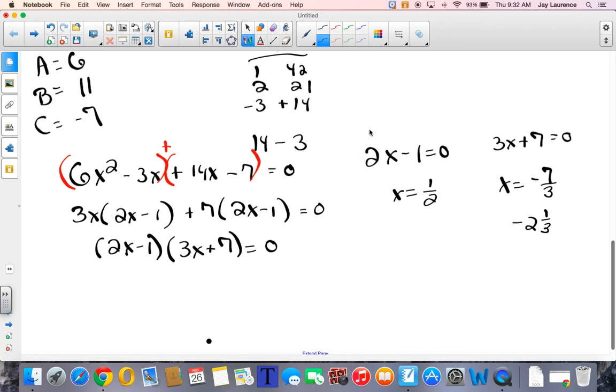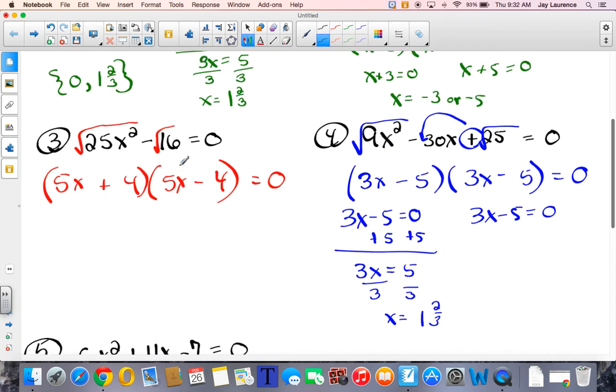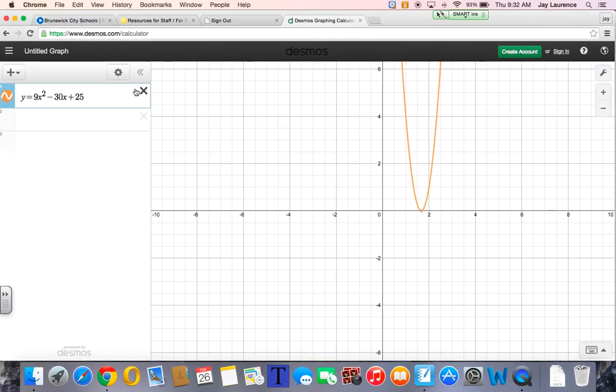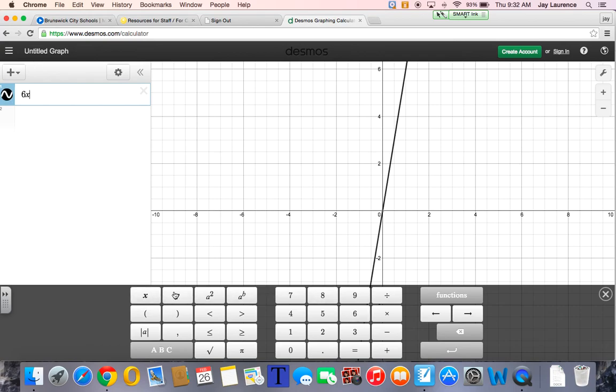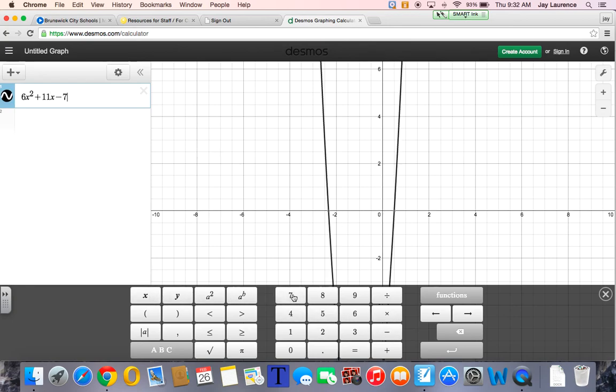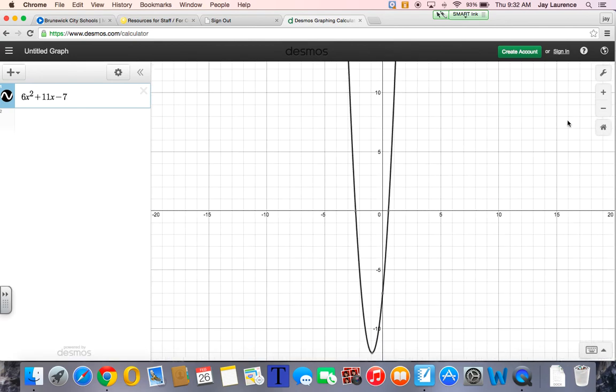Okay, I'll go ahead and graph this. What was it? 6x squared plus 11x minus 7. So 6x squared plus 11x minus 7. And there we go. And we can zoom out if you want to see the vertex. And we're going to learn how to find the vertex, okay? But the important thing right now are the zeros or the x-intercepts.